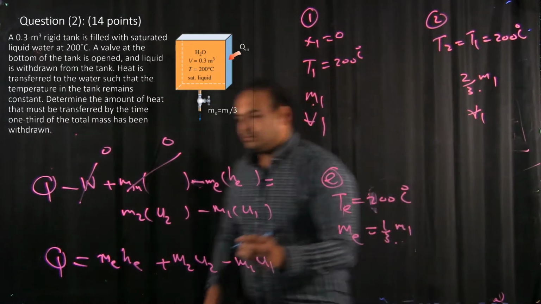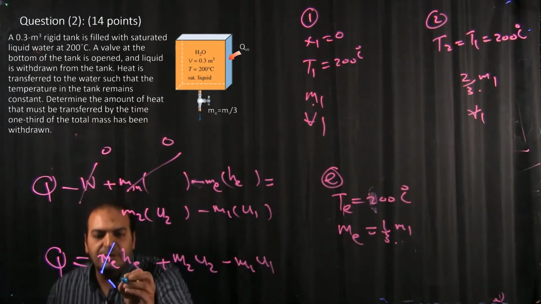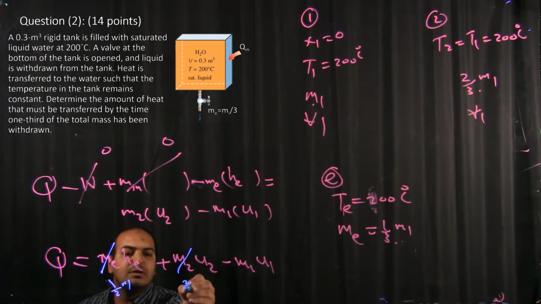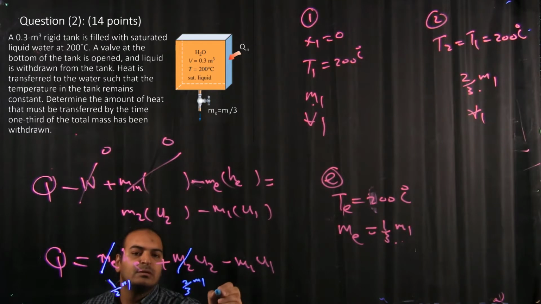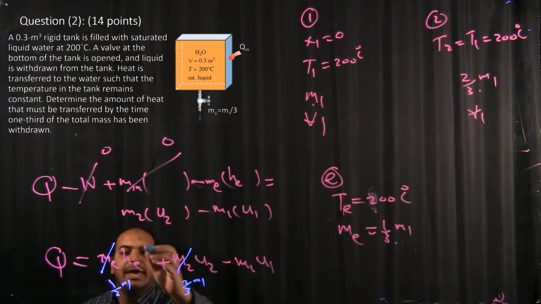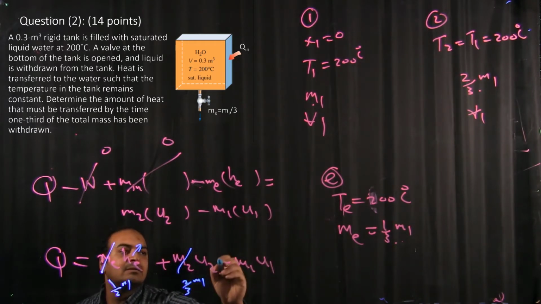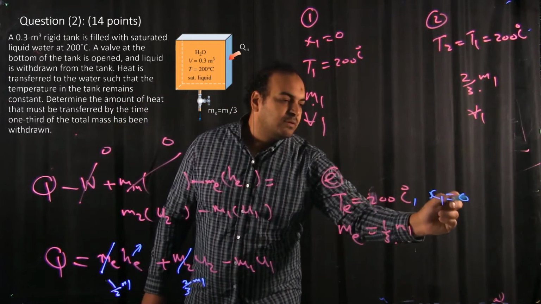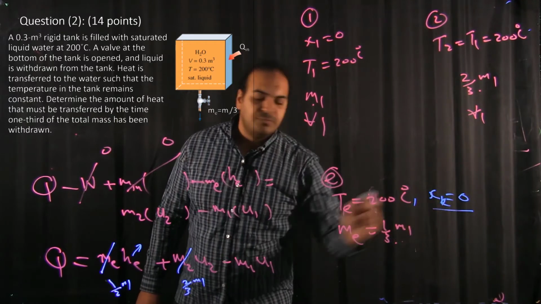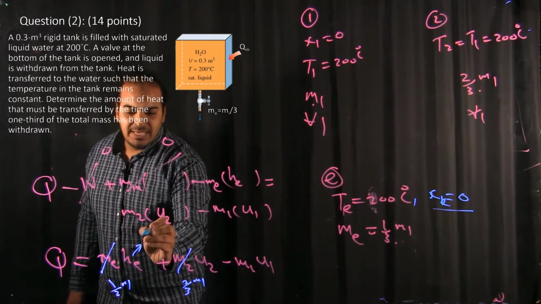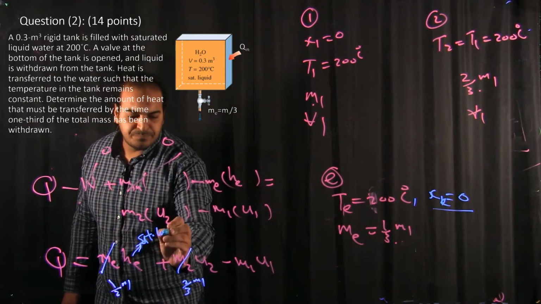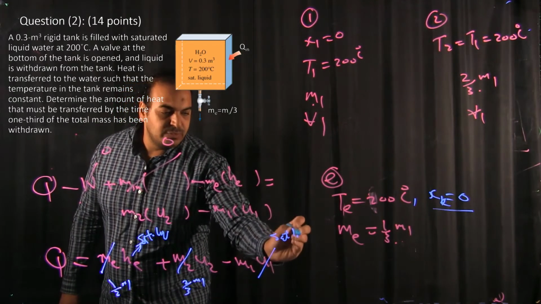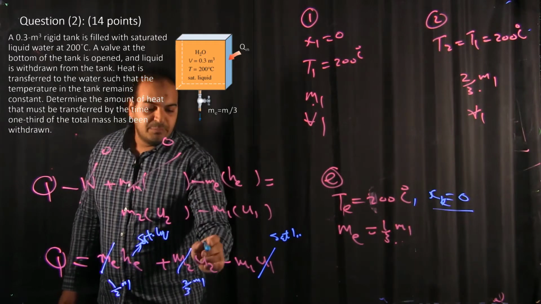So M exit is 1/3 of M1. M2 is 2/3 M1, and this is just M1. So if I have M1, I have all the masses. H exit is state exit. Actually, I have it. It's 200 and remains liquid. So H exit is still saturated liquid, the same as state 1. State 1 is totally defined. The problem is with state 2.